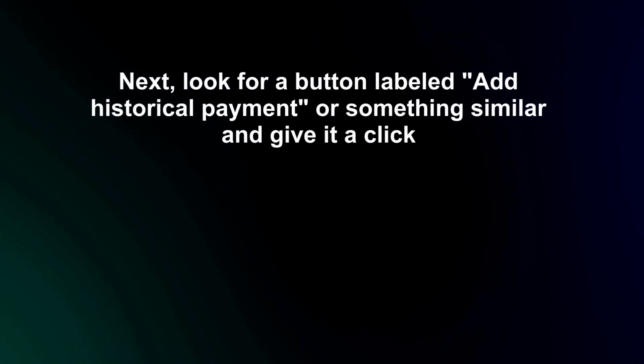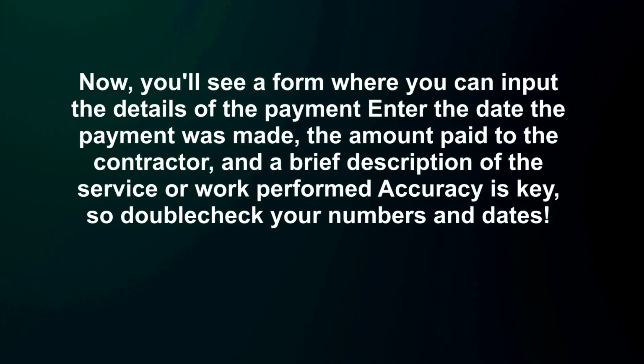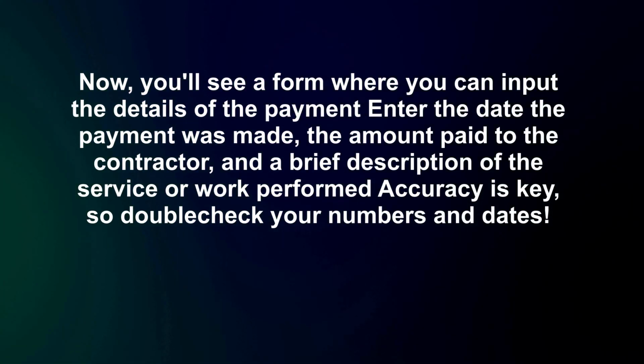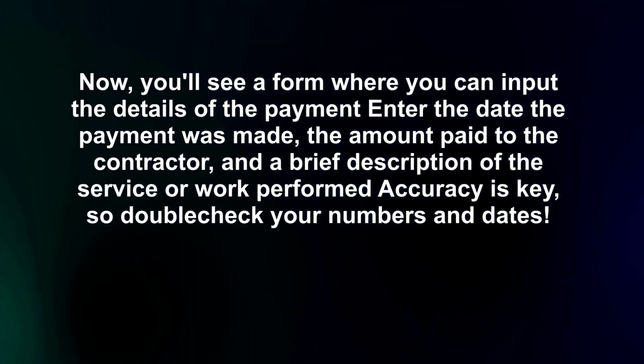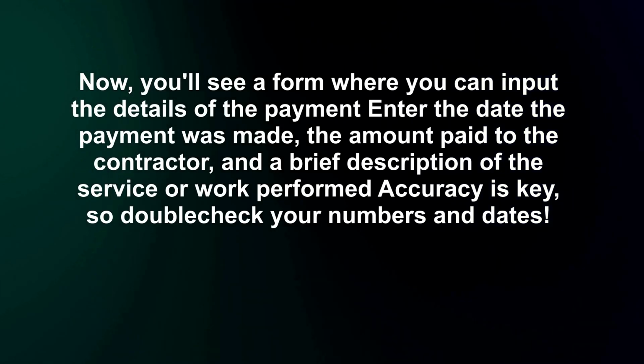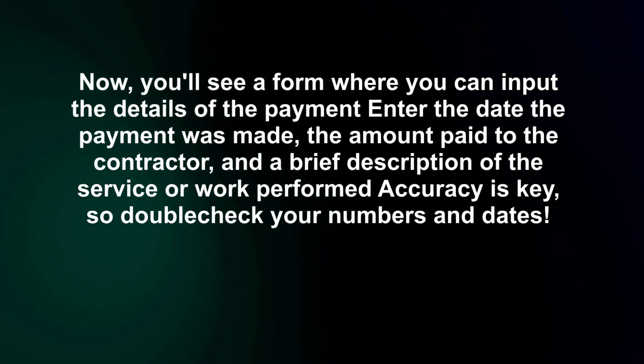Next, look for a button labeled Add Historical Payment or something similar and give it a click. Now, you'll see a form where you can input the details of the payment. Enter the date the payment was made, the amount paid to the contractor, and a brief description of the service or work performed. Accuracy is key, so double-check your numbers and dates.